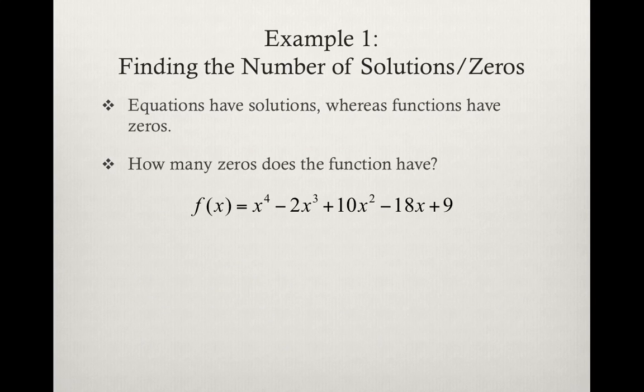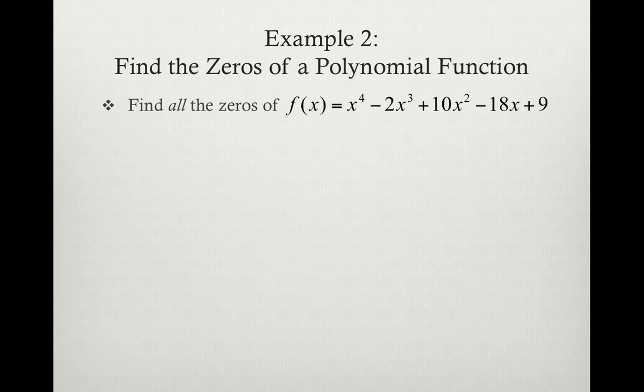All right, so again, equations have solutions and functions have zeros. So if I give you the function f of x equals x to the fourth minus 2x cubed plus 10x squared minus 18x plus 9, I'm asking you how many zeros will this function have? If we're counting all of the possible zeros, how many would we expect? Since this is a fourth degree function, we would expect that there would be 4 zeros. And so that's what we're going to be looking for as we try to solve all of the zeros, as we need to end up with 4 of them when we're done. So let's start finding them.